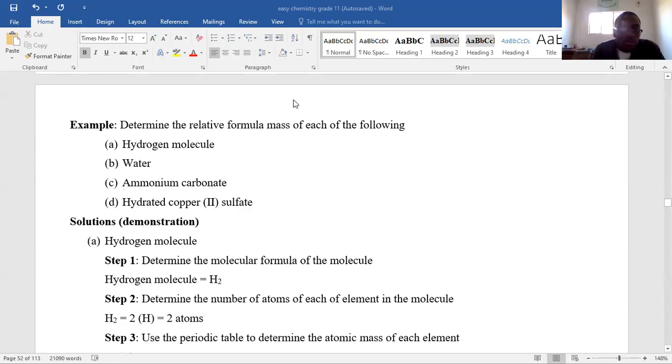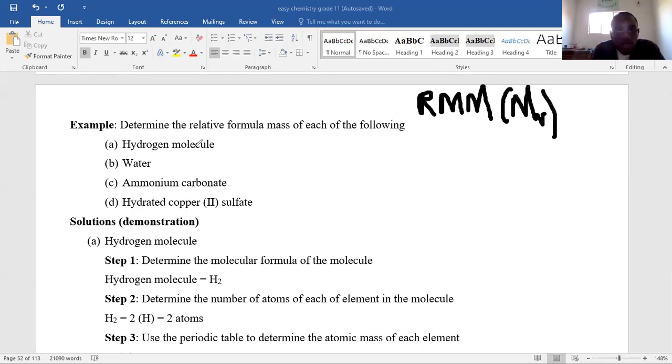So we'll start with hydrogen. How do we find the relative molecular mass of hydrogen? Remember, we are on the relative molecular mass, which is abbreviated as Mr. So the relative molecular mass of the hydrogen molecule. For the hydrogen molecule, identify its formula. So it's H subscript 2.